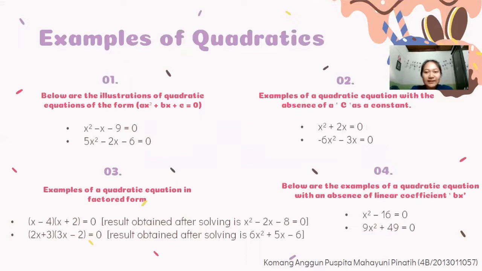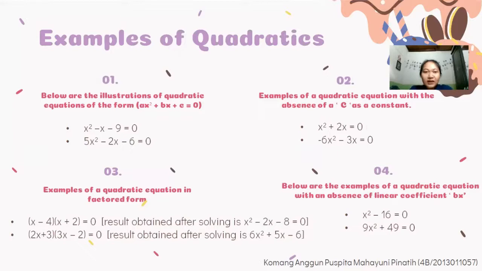Examples of quadratics. There are four examples of quadratics in this material. The first, below, are illustrations of a quadratic expression of the form ax squared plus bx plus c equals 0. The example is x squared minus x minus 9 equals 0, and the second one is 5x squared minus 2x minus 6 equals 0.